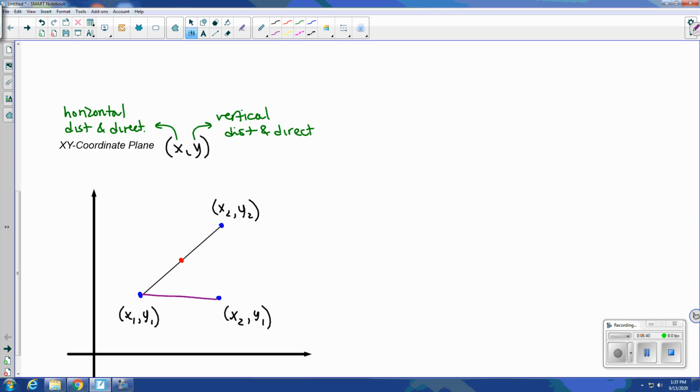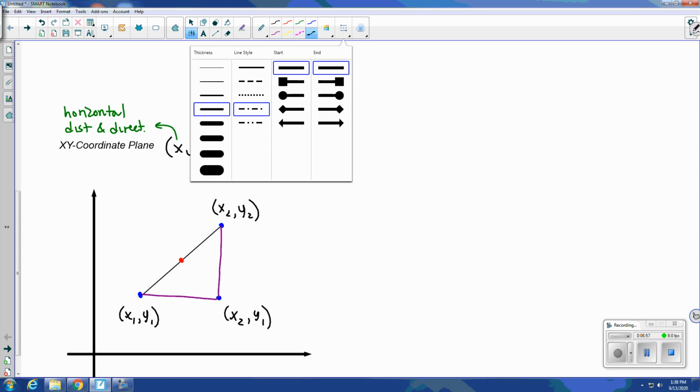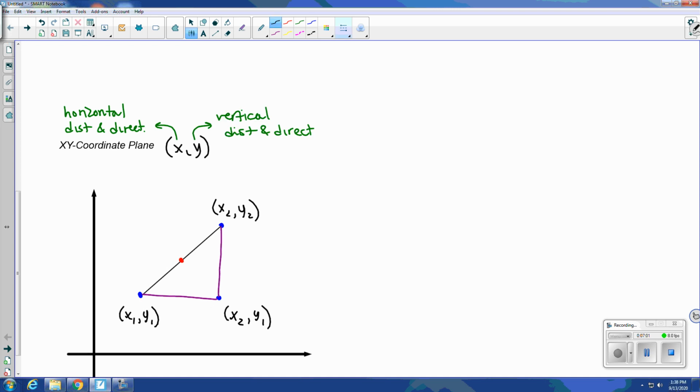And we can also calculate the midpoint of our vertical component, or vertical segment that we have added in. And we will see that when we combine the calculations, we get the midpoint of our diagonal segment. So let's add in some dotted lines to see what we're doing.